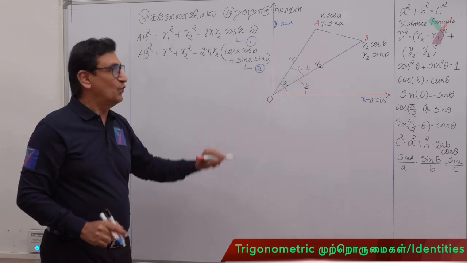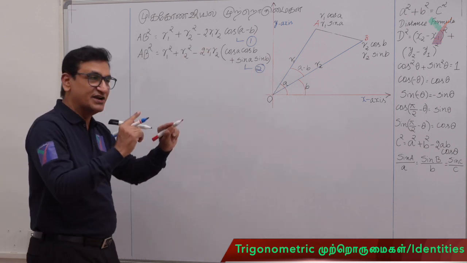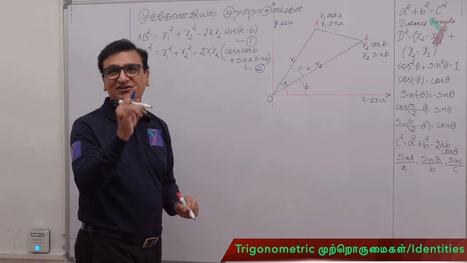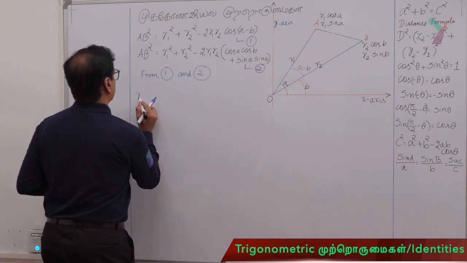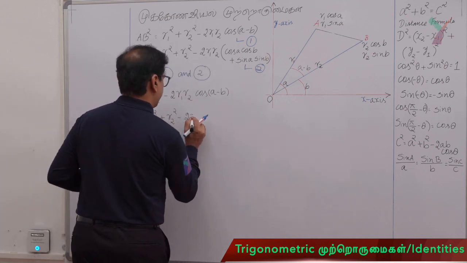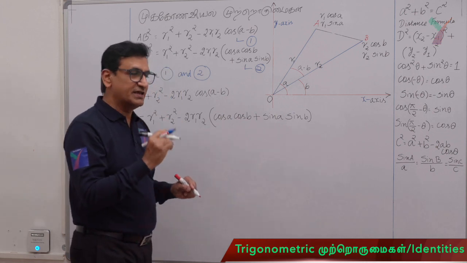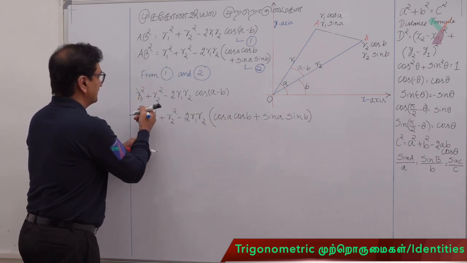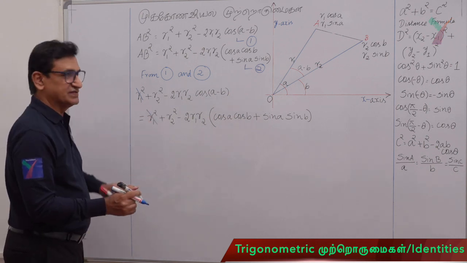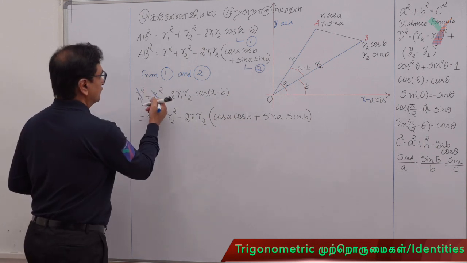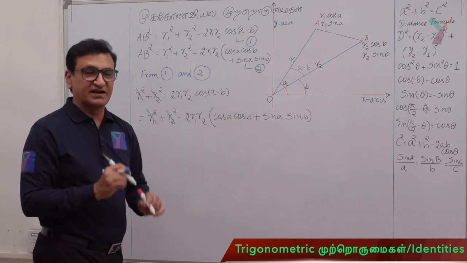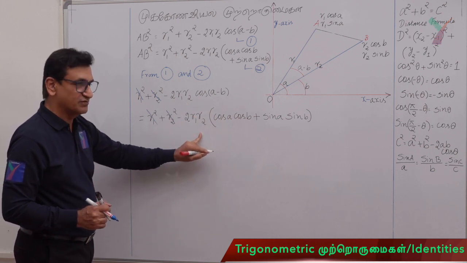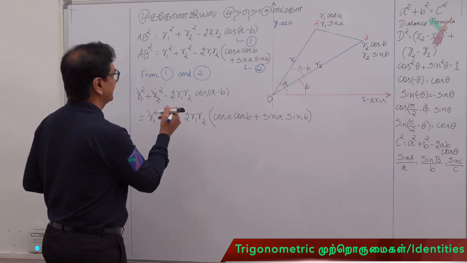Now equation 1 and 2 should be equal because both are calculating ab square. So, equating equation 1 and 2. சரியா? Now in both equations, r1 square and r1 square will get cancelled. அதே மாதிரி r2 square இது ரெண்டு cancel ஆகும். அதே மாதிரி -2 r1 r2 and -2 r1 r2, these two will also get cancelled, right?